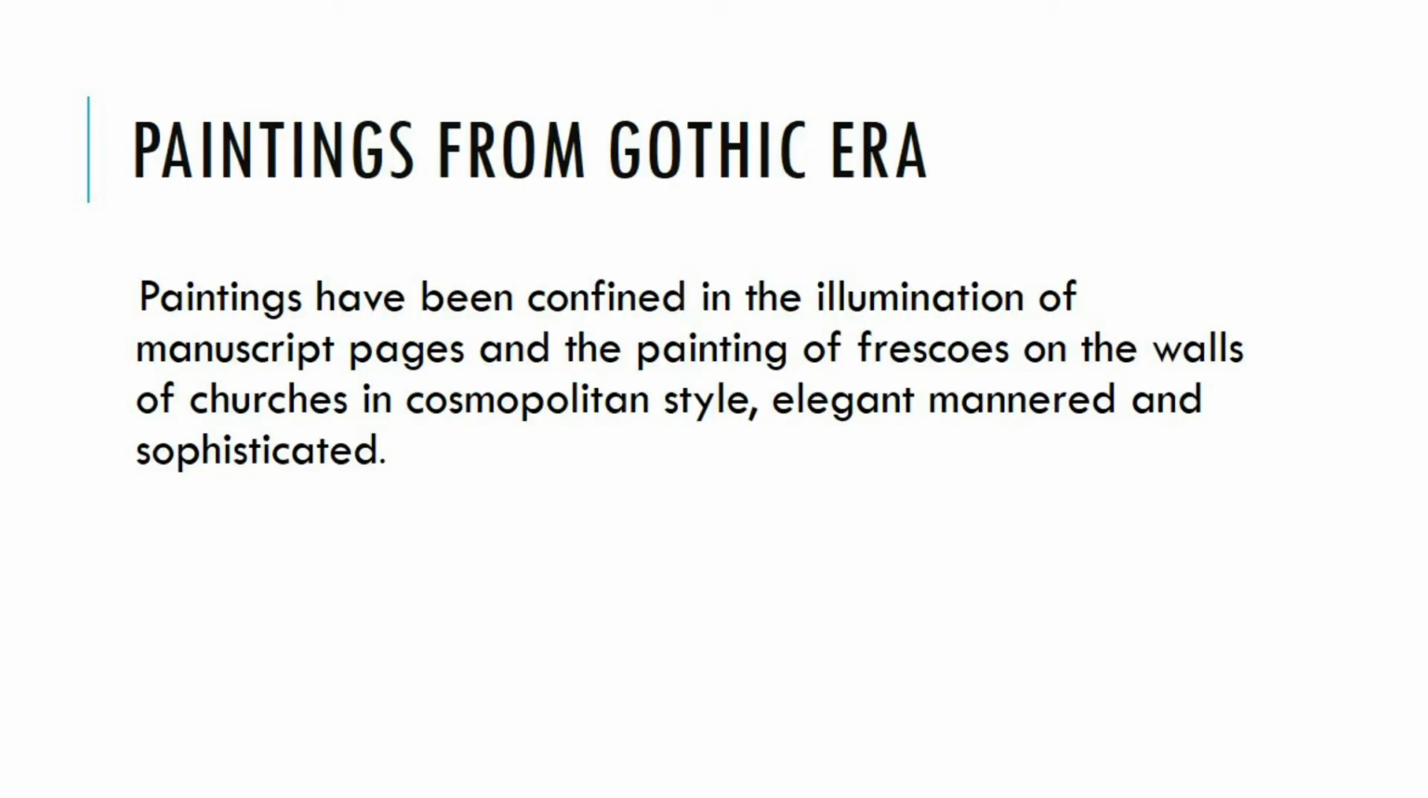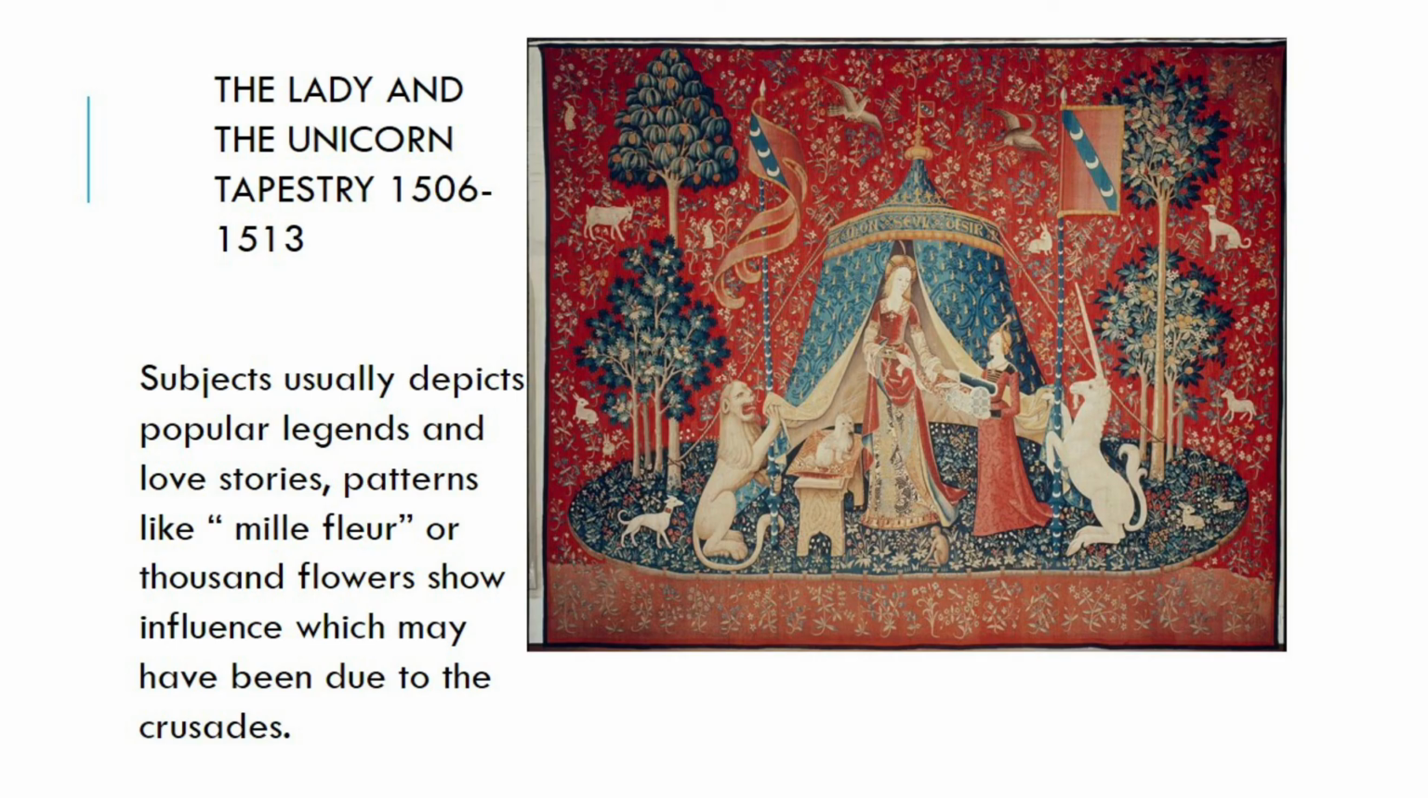Next paintings are from the Gothic era. In the Gothic era, paintings have been confined to illumination, wherein the manuscripts or the paintings can also be found on the walls of the churches. Here's an example, The Lady and the Unicorn Tapestry. This subject depicts popular legends and love story patterns. It also influences other people in their love stories.